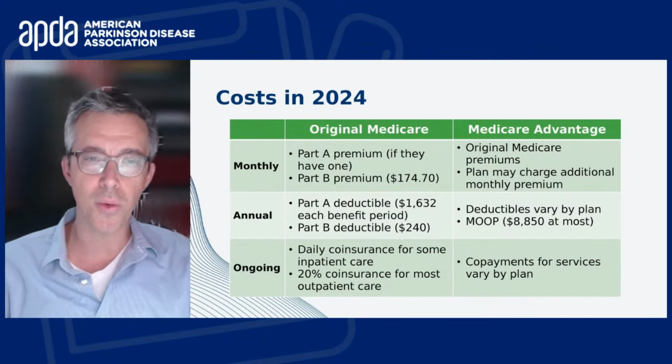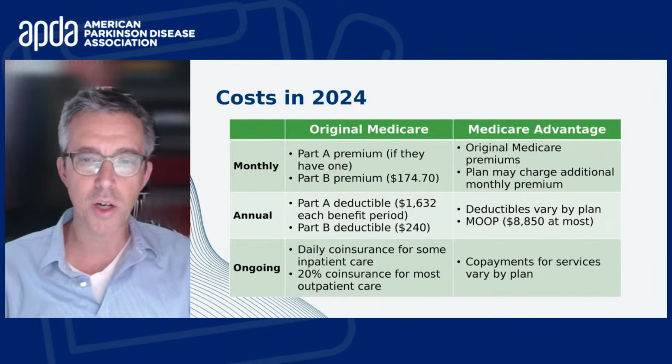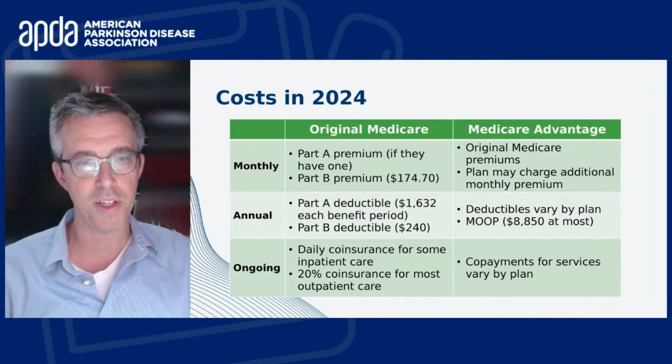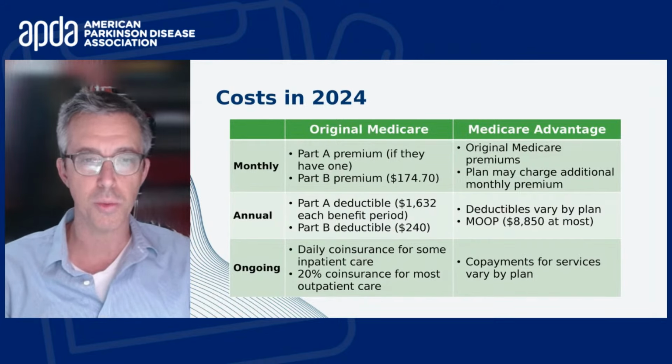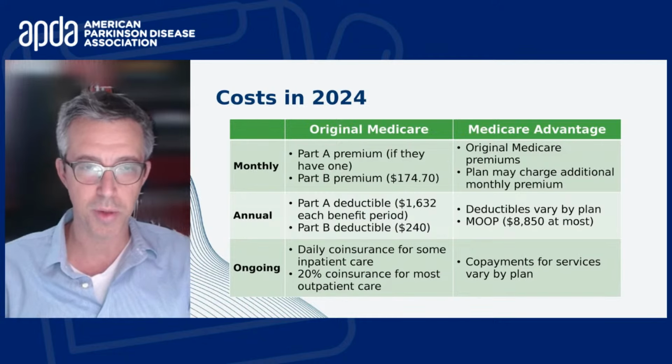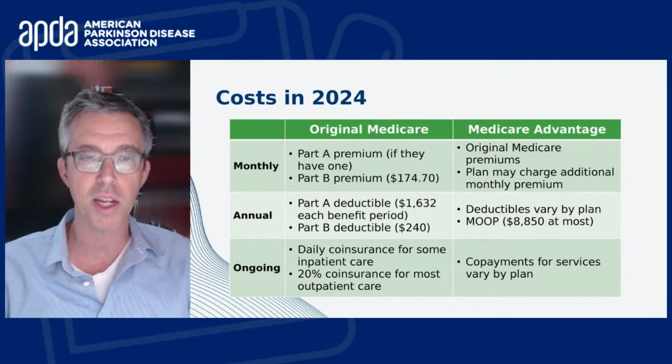And the ongoing charges, there's a daily coinsurance for some inpatient care. So after you've reached a certain amount of days in hospital, they'll charge you per day. And for outpatient, they charge you 20% coinsurance for outpatient care. So Original Medicare covers 80%, and then you're responsible for 20%.